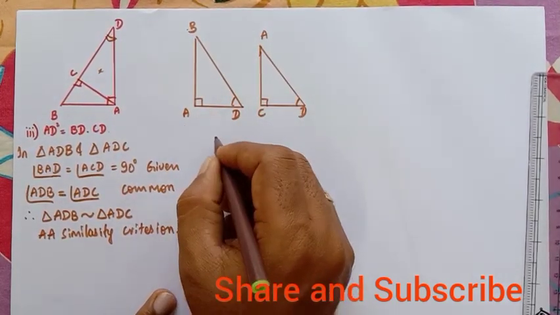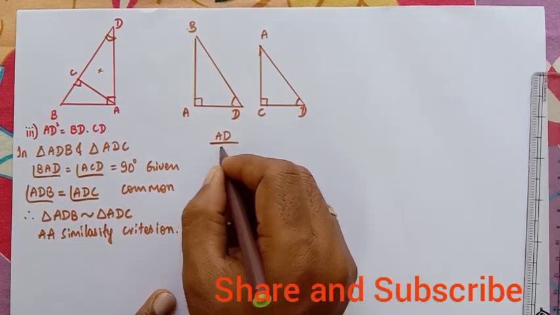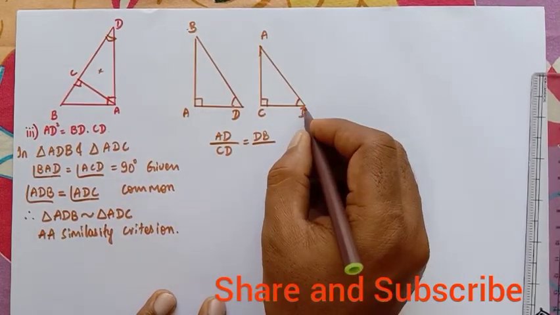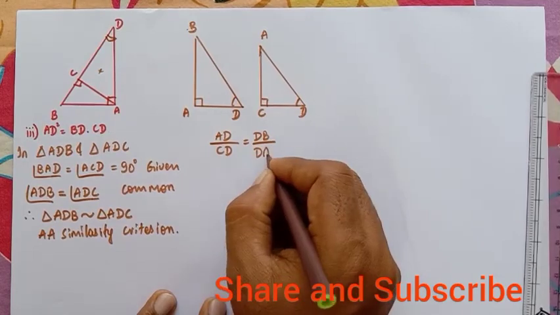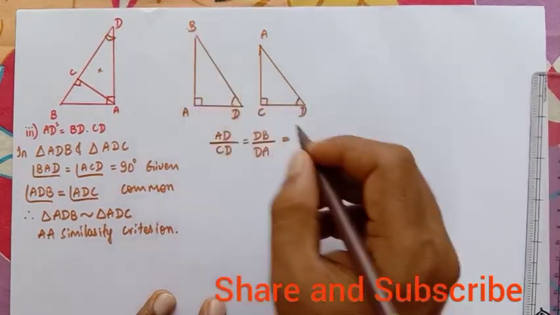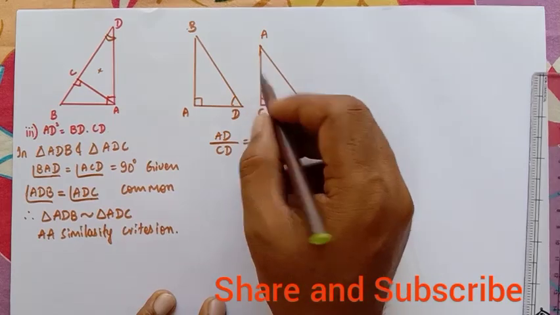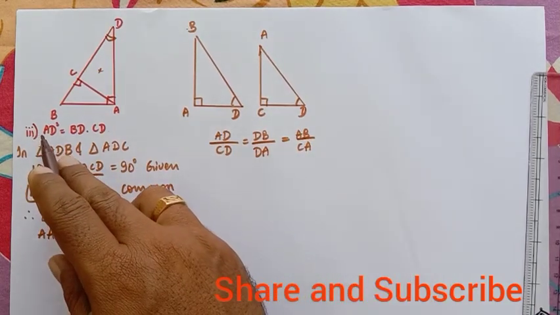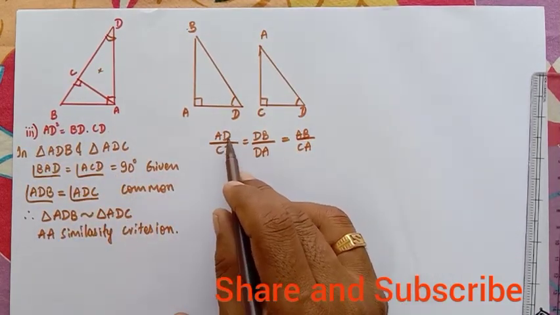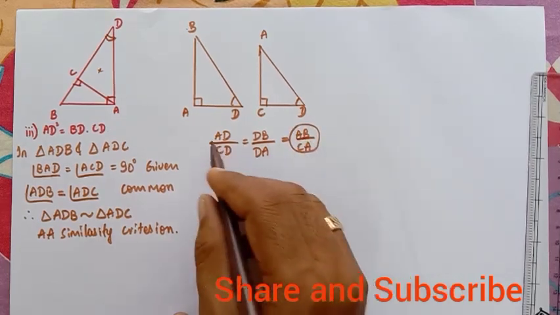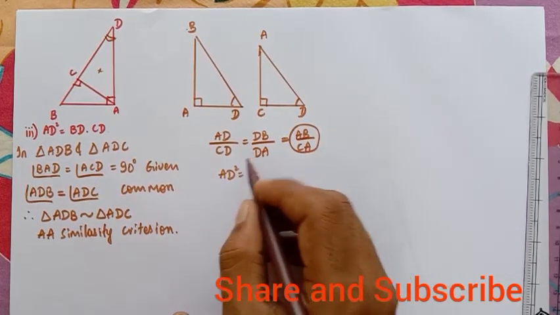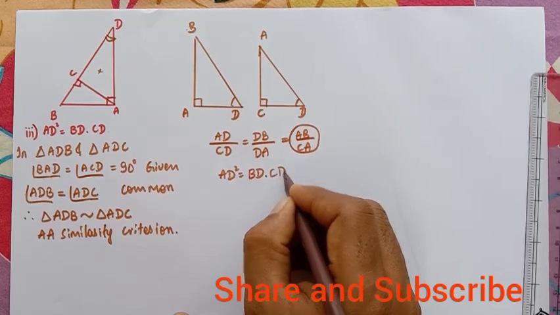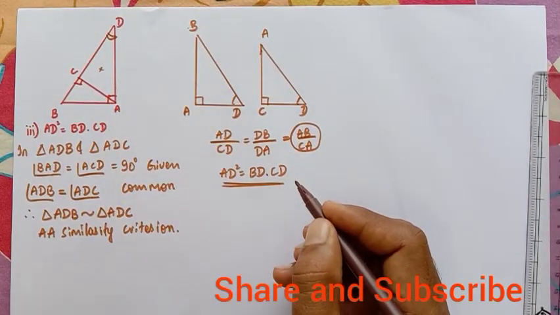In this first one, AD, so I will be taking here CD, which is equal to DB, so here DA, and then afterwards AB here, so I will be taking CA. So what I want here is AD square, AD into DA. So I don't want this one. AD square is equal to BD into CD. This completes the proof.